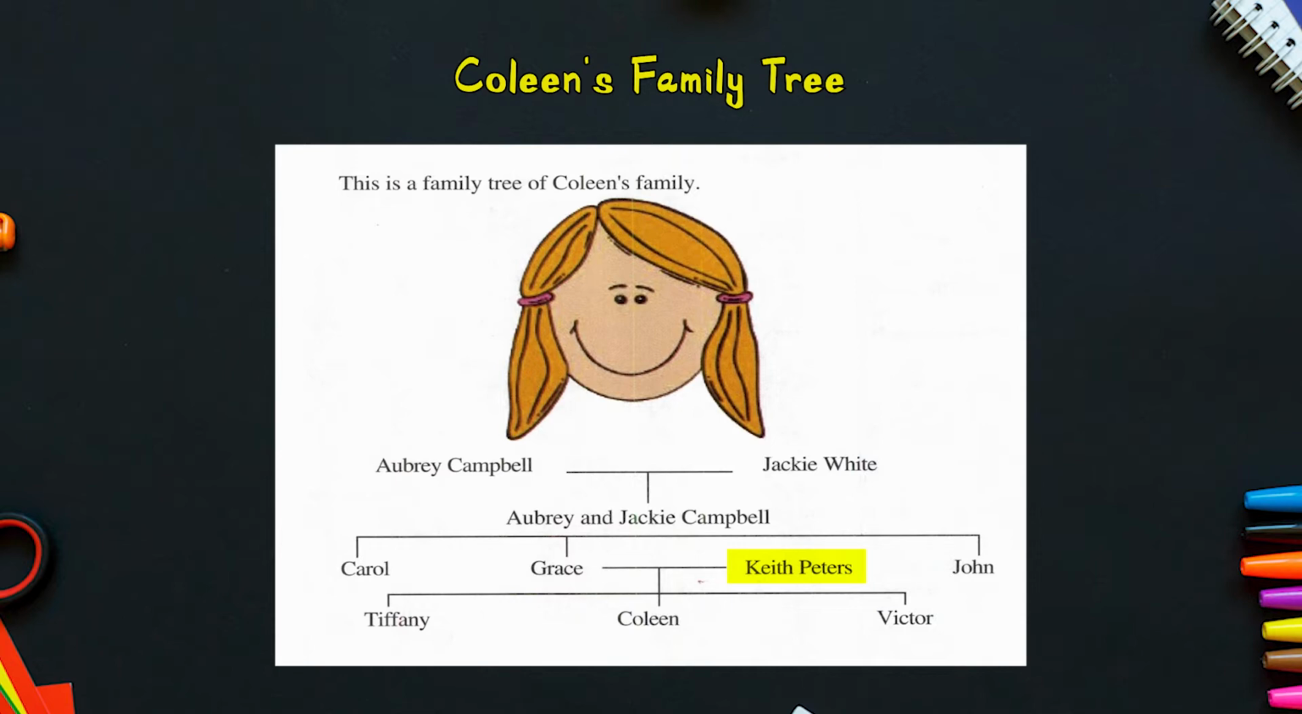If you look carefully again, you will see, yes, they did. Now, who are those children? If you look at the tree carefully, you will see that the line being drawn between Grace and Keith coming down is spread out to three names. We have Tiffany, Colleen, and Victor. So we see that they had three children, Tiffany, Colleen, and Victor.